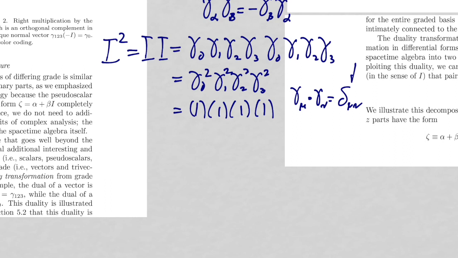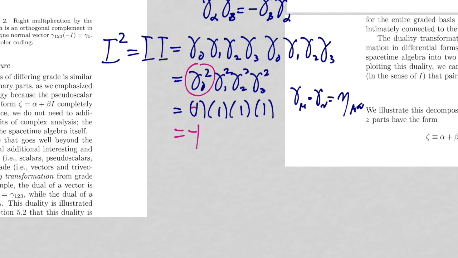But for the space-time algebra, where we have the Minkowski contraction, we get eta mu nu, which induces a minus 1 right here for the gamma 0 squared part. So this becomes a minus 1 for this guy. So this ends up being minus 1.